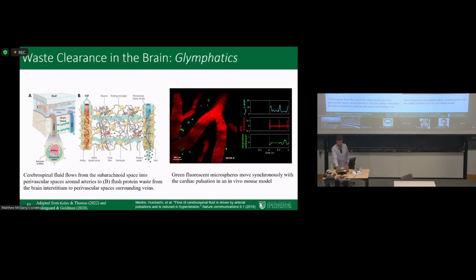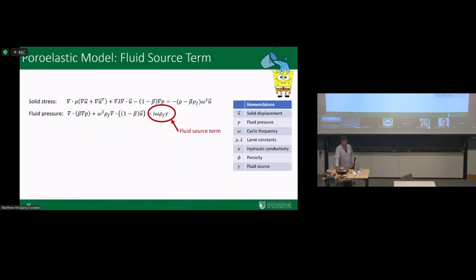And one of our new collaborators actually has a paper showing that the pulsatile component of blood flow is really important in the movement of fluid through this glymphatic system. So you can see these are small little microspheres. This is a mouse with a little window in its head in 2-photon microscopy, and you can see that the pulsatile movement of these microspheres in the interstitial environment is perfectly synchronized with cardiac pulsations. So that's kind of the driving force for moving these waste products through the brain. So can we measure that using our MR elastography techniques?